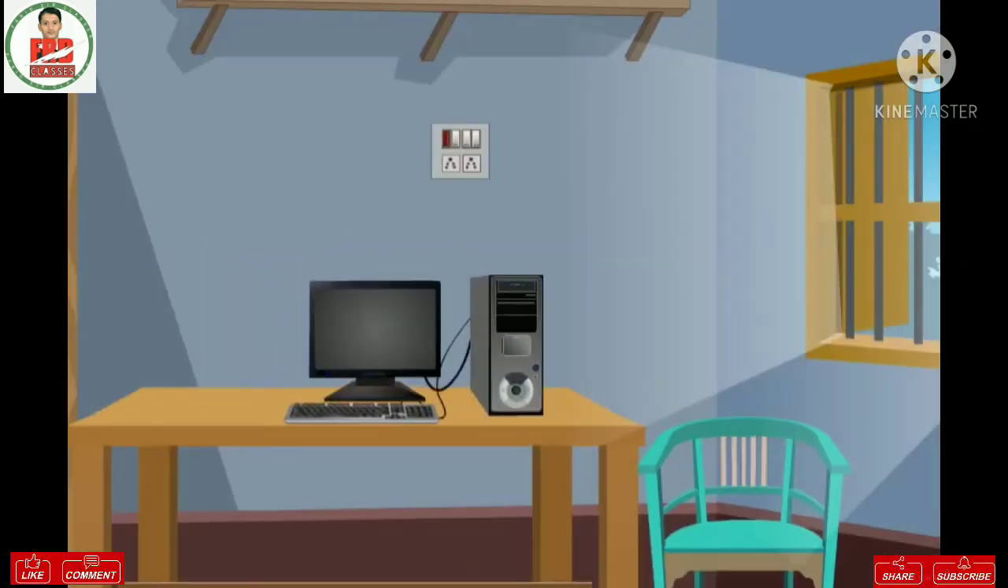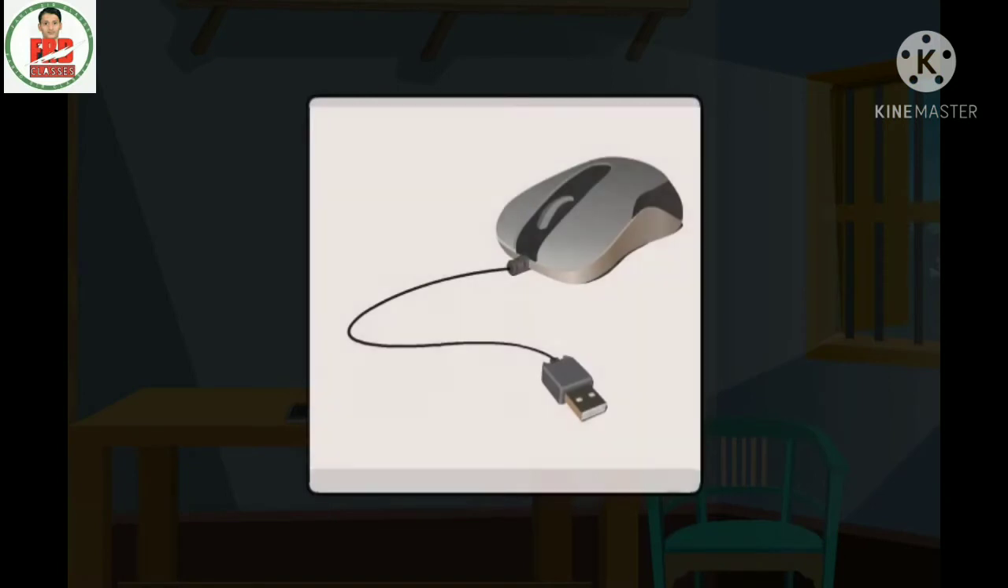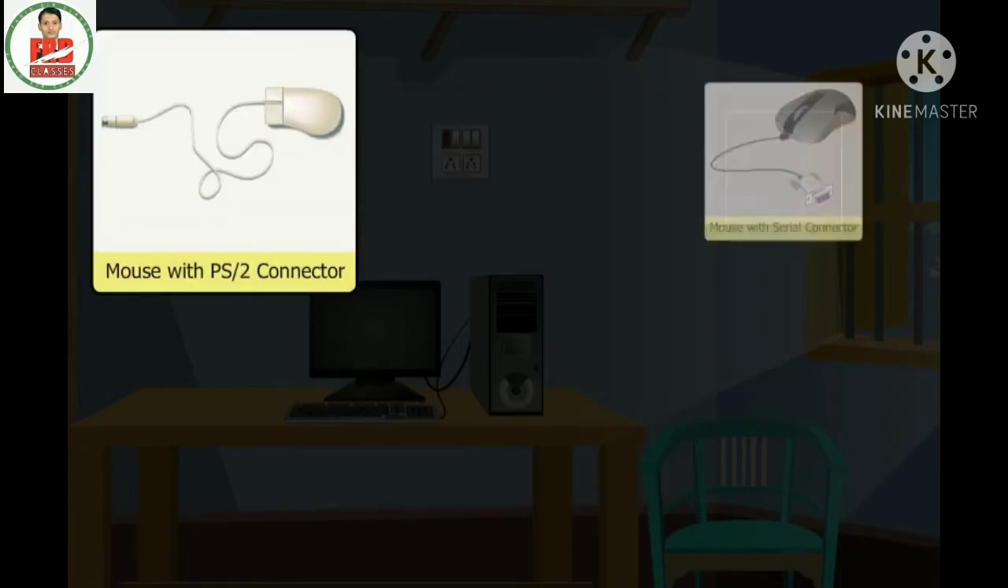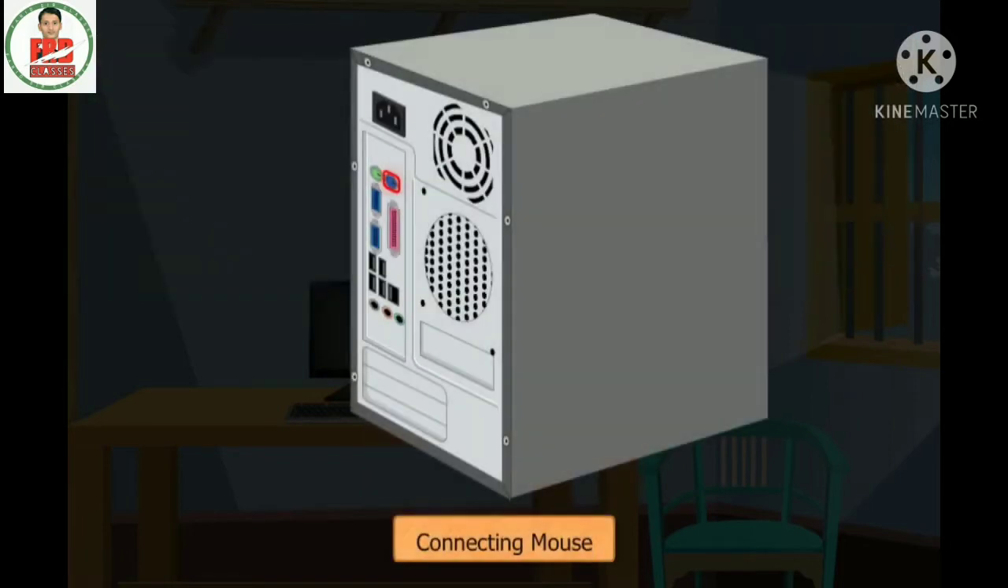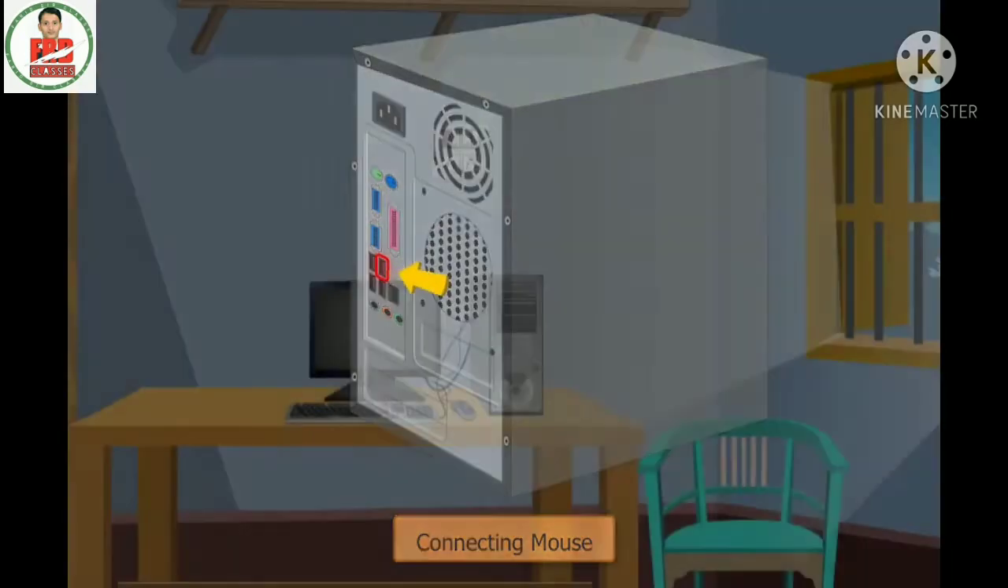After connecting the monitor and the keyboard, we need to connect the mouse. Mouse has three models of connectors. These are PS2, serial, and USB connector. If the mouse has a PS2 connector, connect it to the PS2 mouse port in the system unit. If the mouse has a serial connector, connect it to the serial port in the system unit. And if the mouse has a USB connector, connect it to any USB port in the system unit.